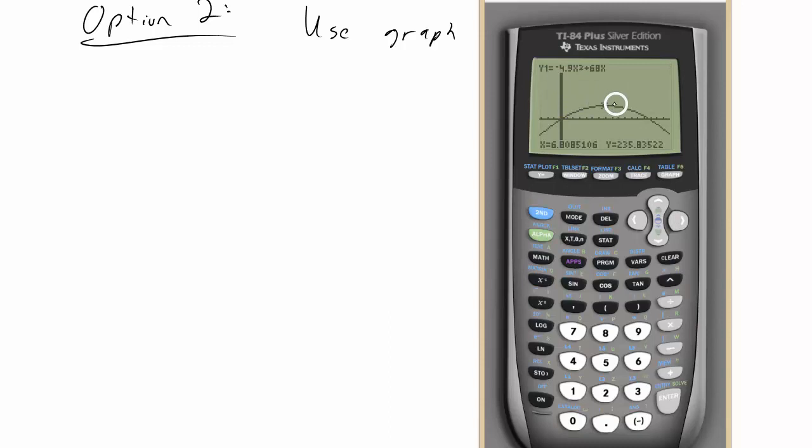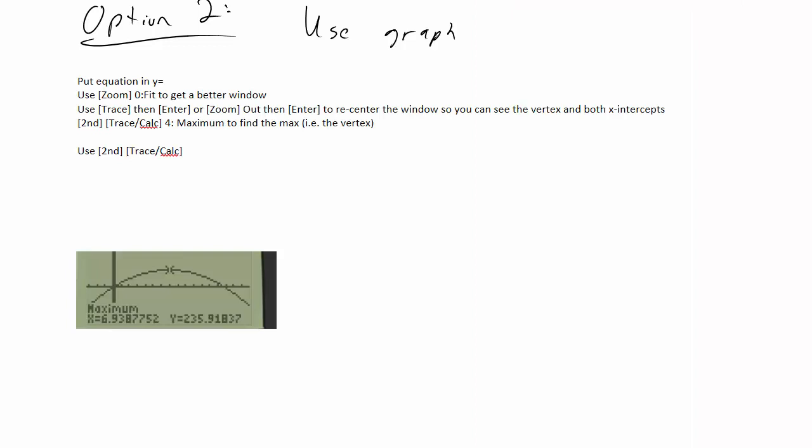I'm going to use the trace key, kind of bump over to the side. I'm going to hit enter and it recenters that graph. And there we go. I like the way that looks. I can see the parabola. I can see where it starts and stops. I can see the max altitude. I can see the x-intercept. And I can use second calc maximum to get the vertex.